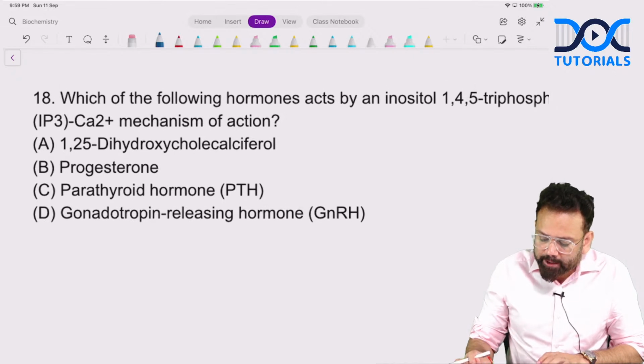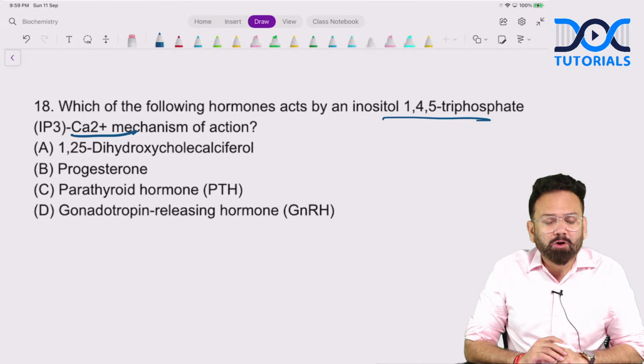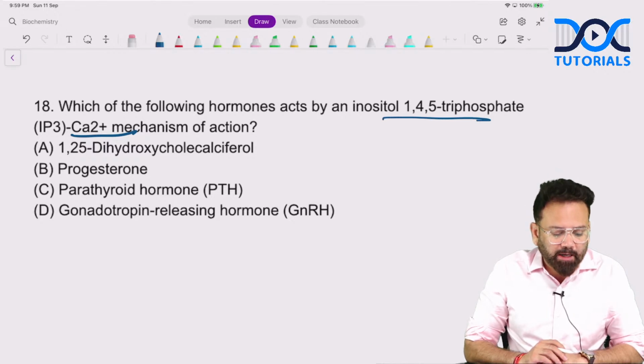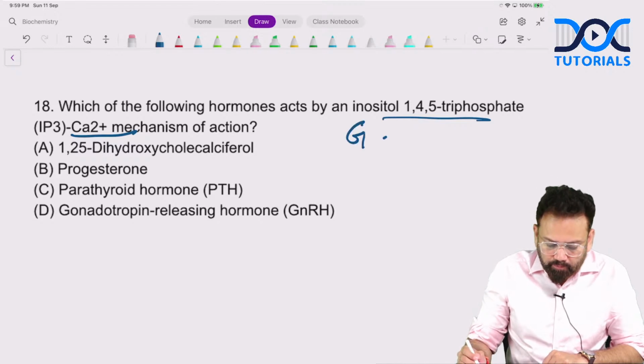Which of the following hormones acts by IP3 and calcium? It is asking which receptor: Gs, Gi or Gq? Which hormone acts by IP3 and calcium? I told you it is Gq.